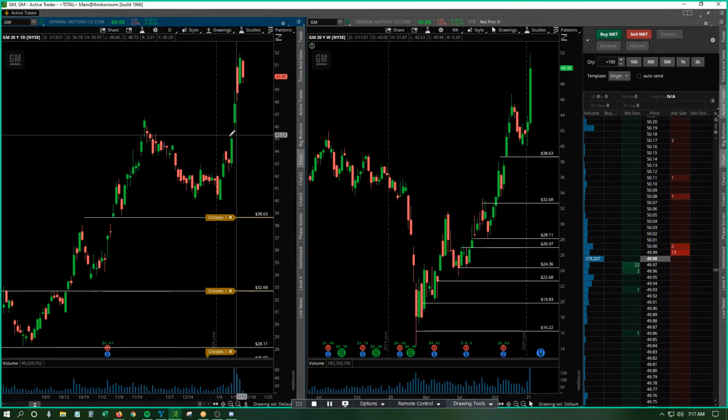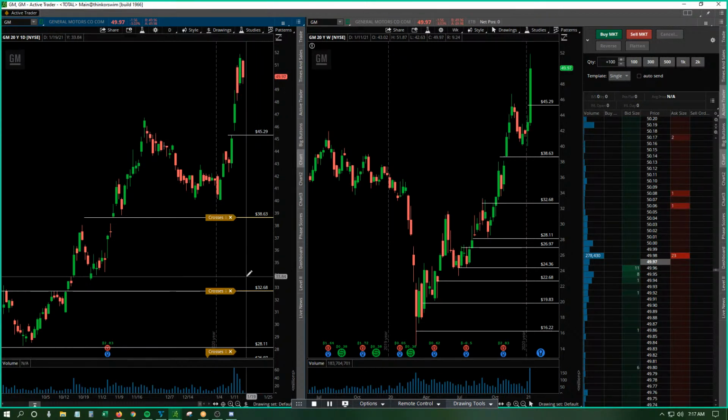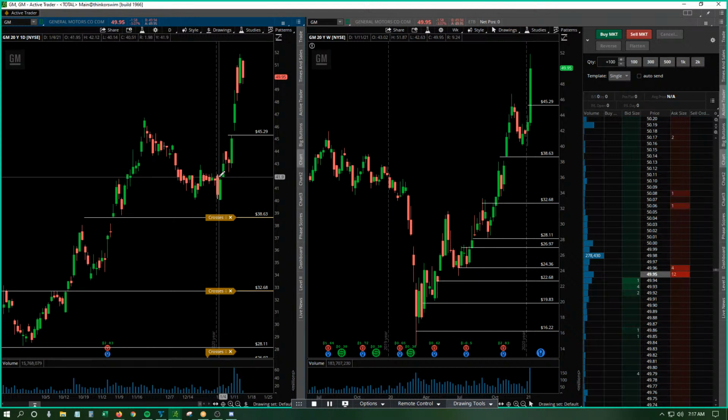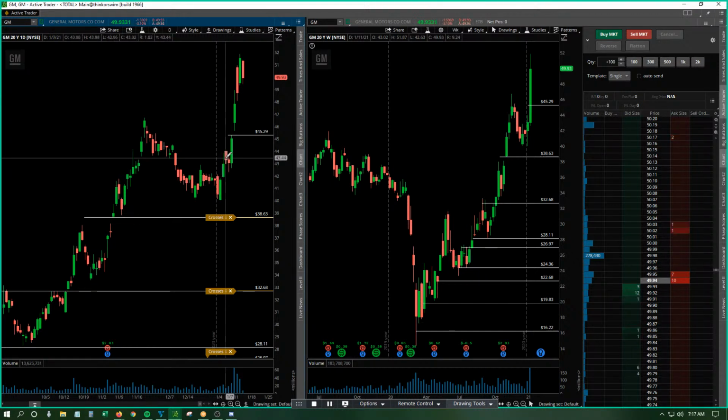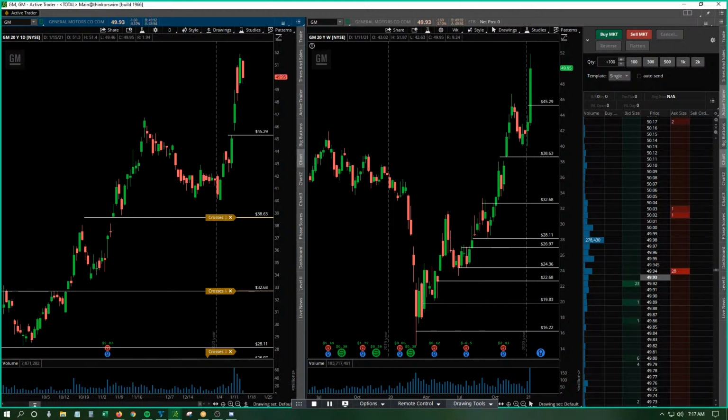Took out the high again. Got another gap right here, 45 quarter. Something to pay attention to. Could dip a little bit lower in there. Having some trouble today, as is everything.